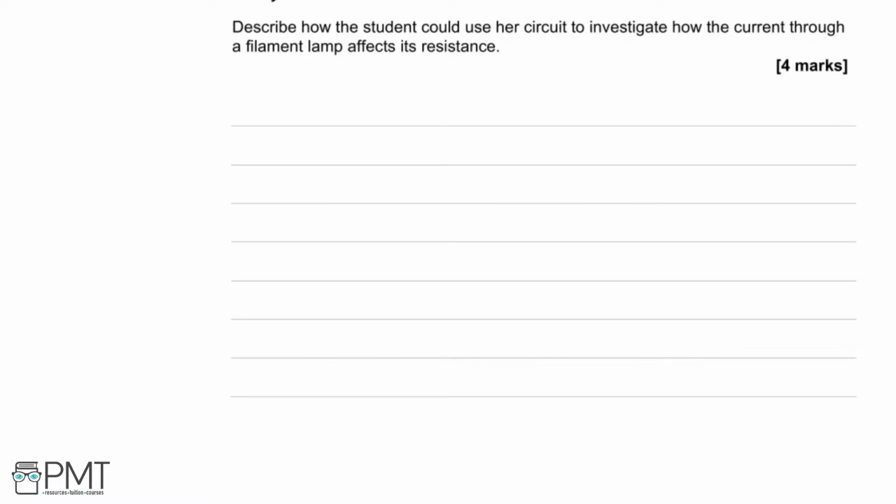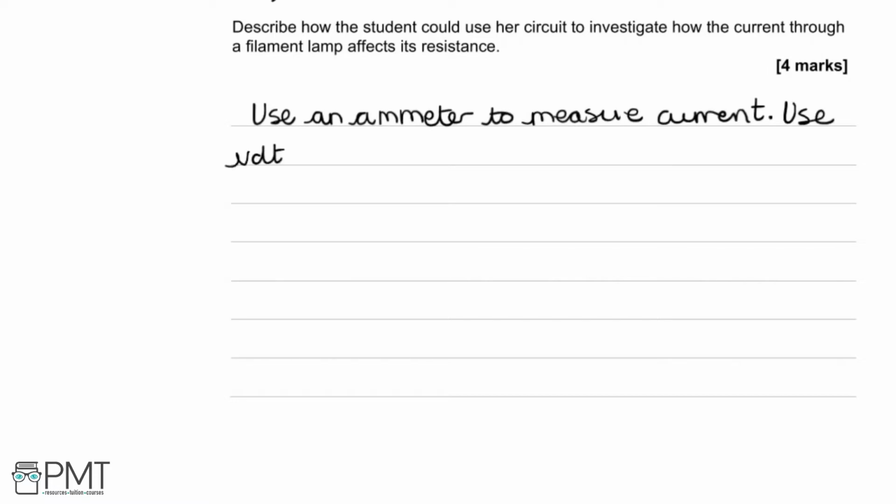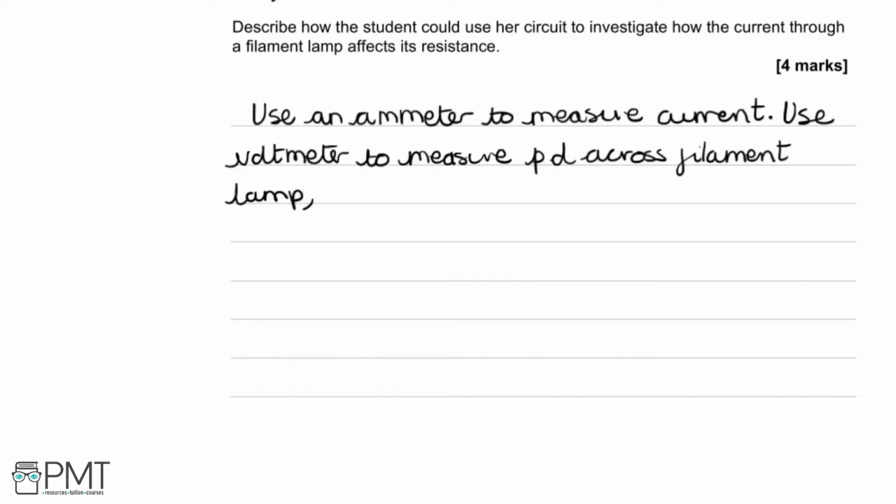Describe how the student could use her circuit to investigate how the current through a filament lamp affects its resistance. So we need to find pairs of values of current and resistance and see how when one changes, the other changes. So we need to be able to find current and resistance. We can use an ammeter to measure current. We also need to use a voltmeter to measure potential difference across the filament lamp, so that we can calculate resistance using R equals V over I.